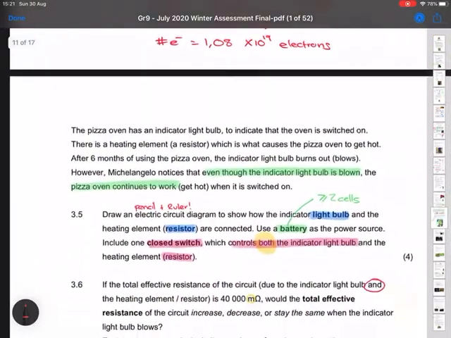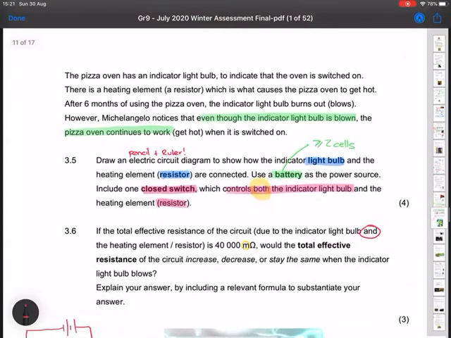Okay, 3.5. So now we've got a pizza oven. It tells us that there's an indicator light bulb and a heating element. The light bulb is obviously exactly that, it's a light bulb, and the heating element is a resistor, which causes the pizza oven to get hot. After 6 months, the bulb blows, but Michelangelo notices that even though the bulb is blown, the pizza oven continues to work when it's switched on.